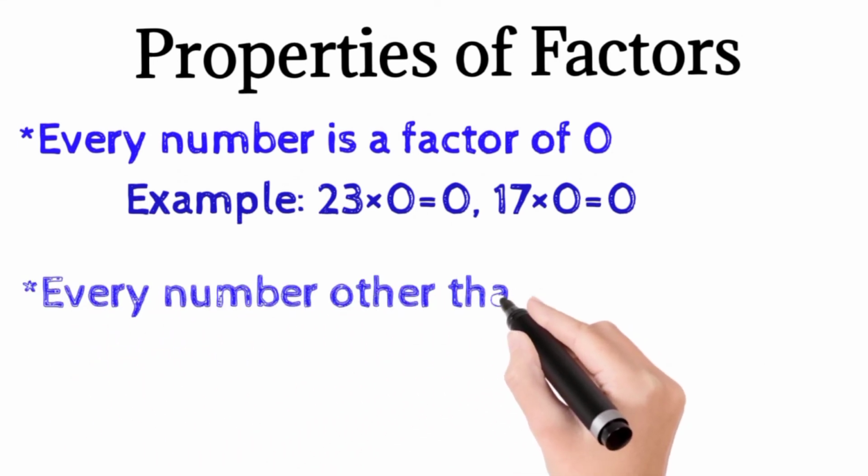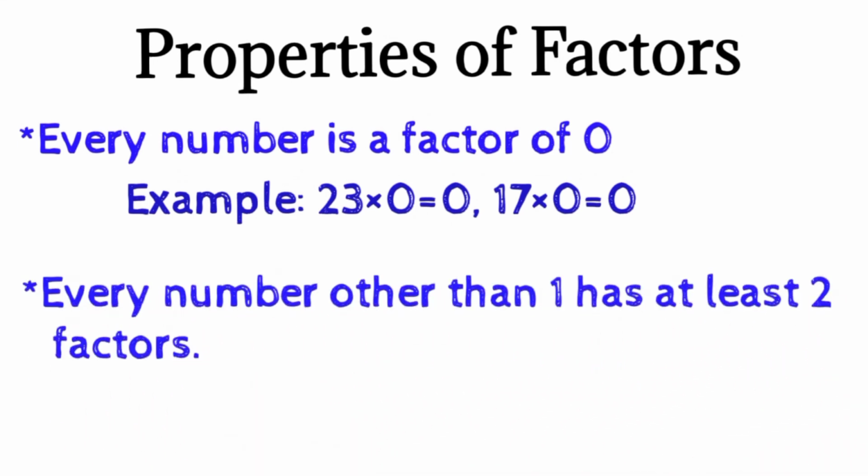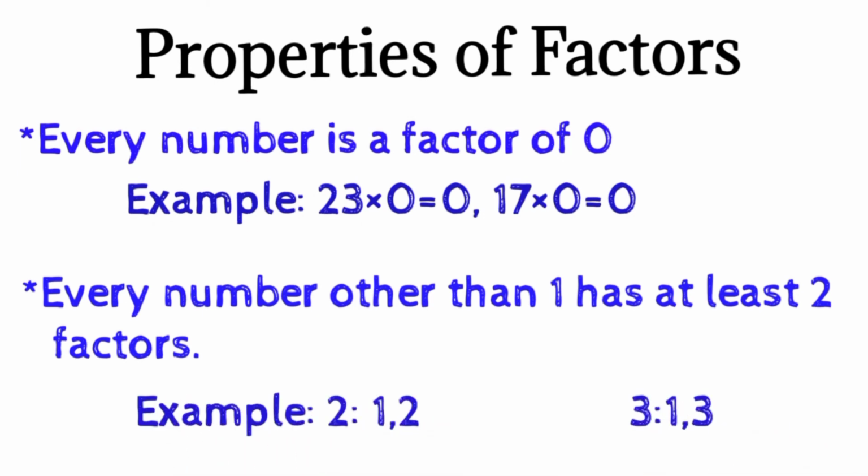Every number other than 1 has at least 2 factors. Every number is divisible by at least 2 numbers, that is 1 and the number itself. That's why it is said every number has at least 2 factors. You can see the examples.